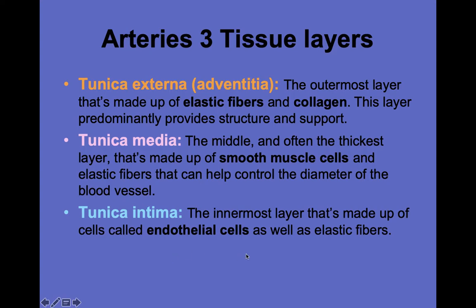So if you look at these three different tissue layers, we basically have three different types of tissues making up arteries, which are considered to be an organ. You have connective tissue for the most part, muscle tissue for the most part, and epithelial tissue for the most part. Let me show you what these look like.